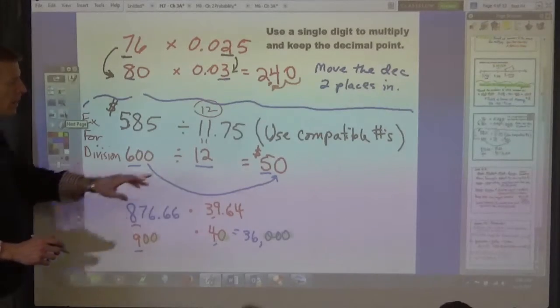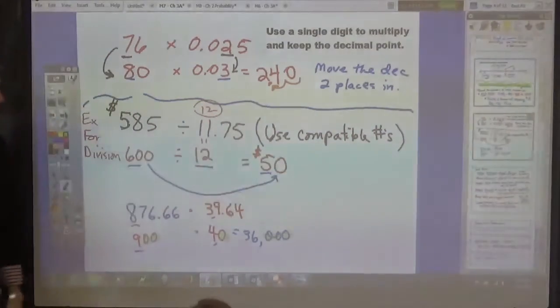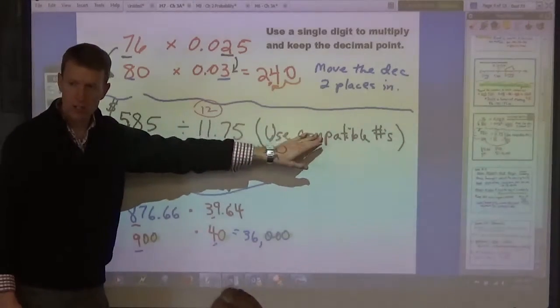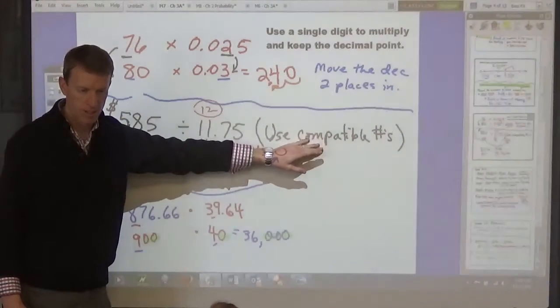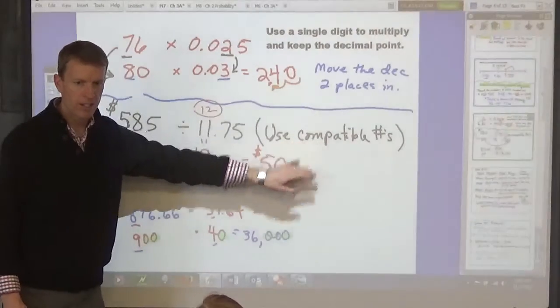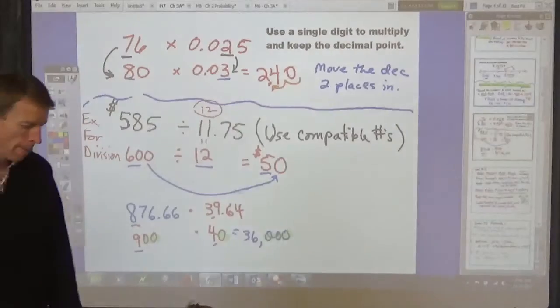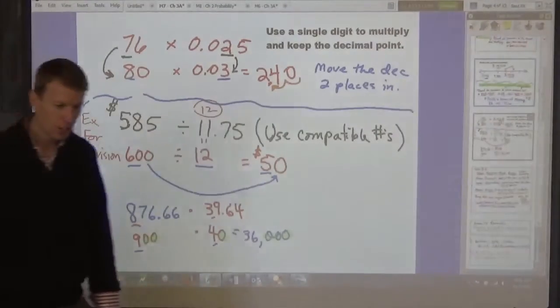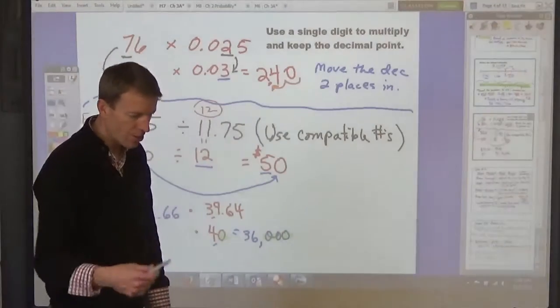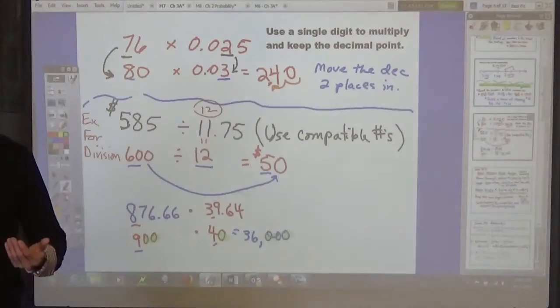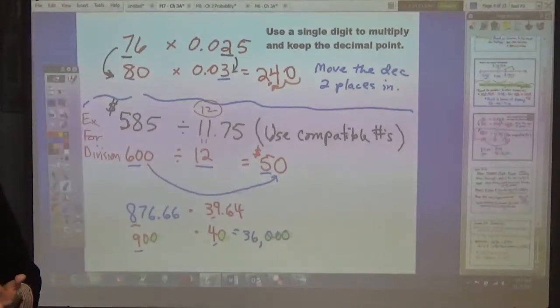Now, for division, write this down. When you're doing division, you round to use compatible numbers. So write down, for division, use compatible numbers. Write that in your notes. For division, use compatible numbers. Those are numbers you can divide without a remainder.